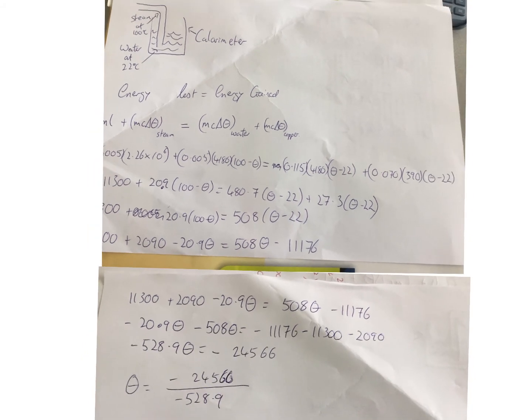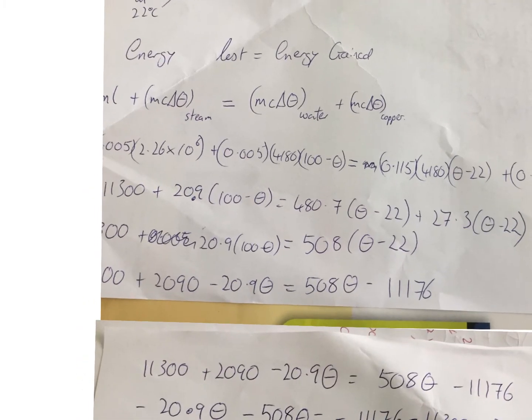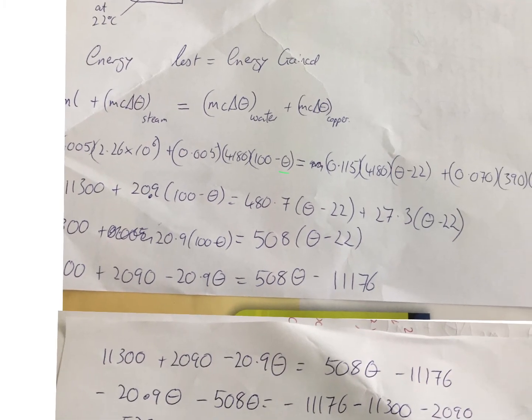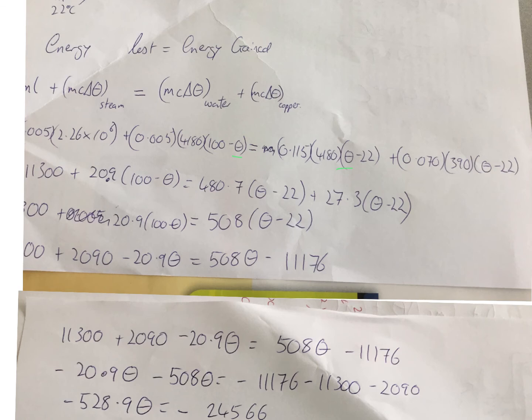Same thing then for the copper calorimeter. Its mass times its specific heat capacity times its change in temperature, which again will be the final temperature take away 22 degrees. Now we only have one unknown in this equation, even though it comes up a couple of times. That's our final temperature here. So we just are going to use our algebra skills as well as we can to try and figure out what that theta value is.